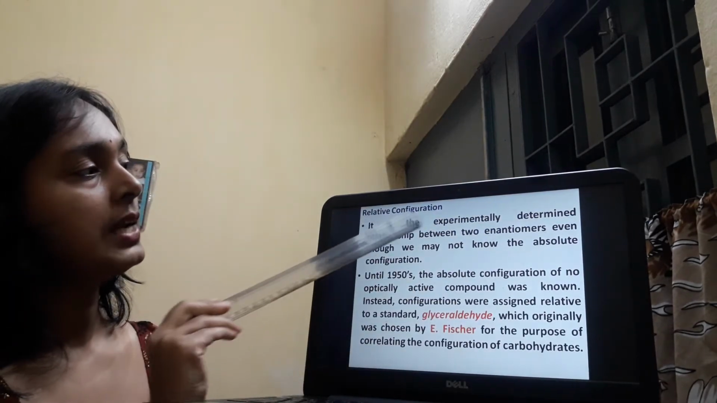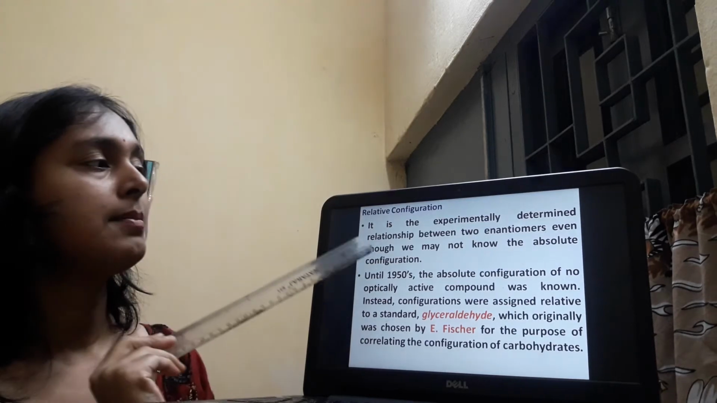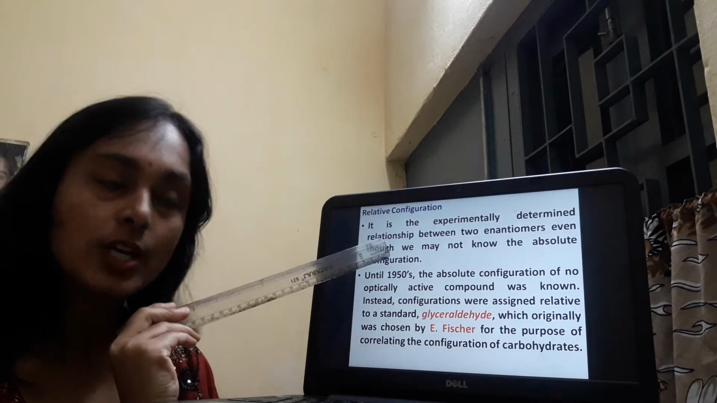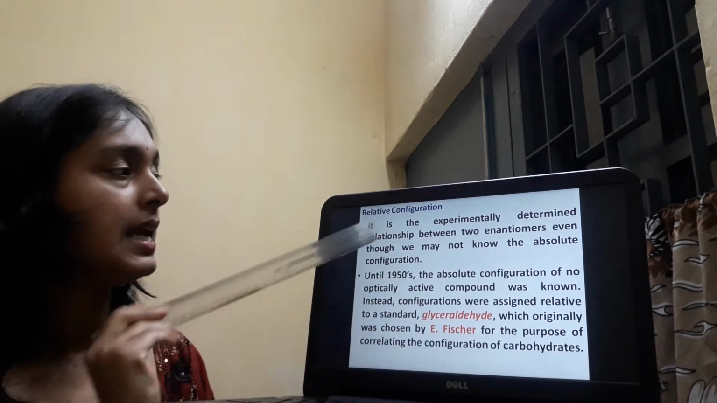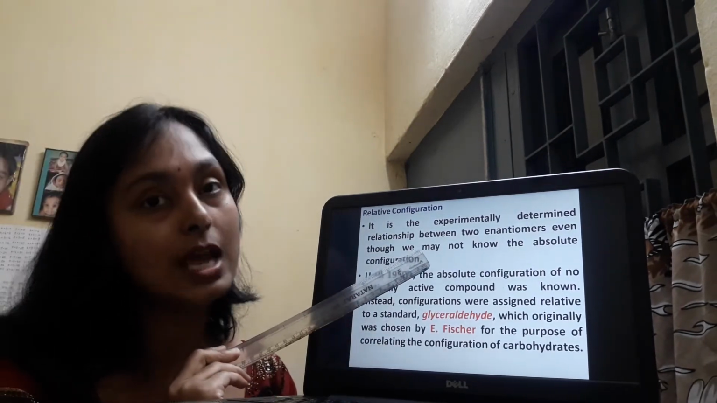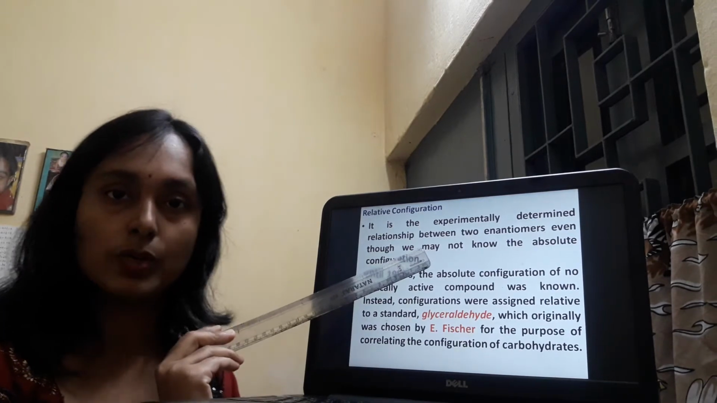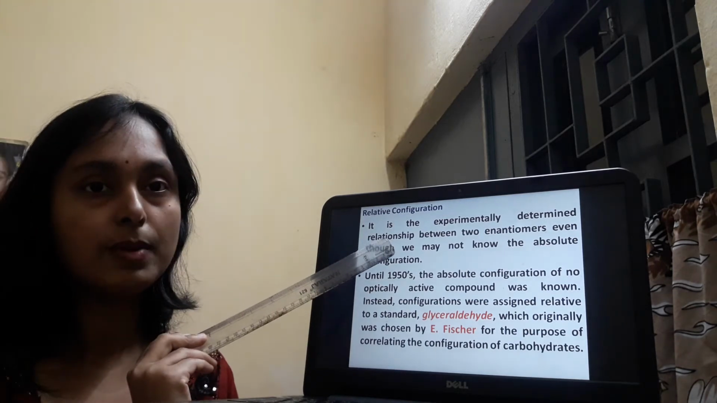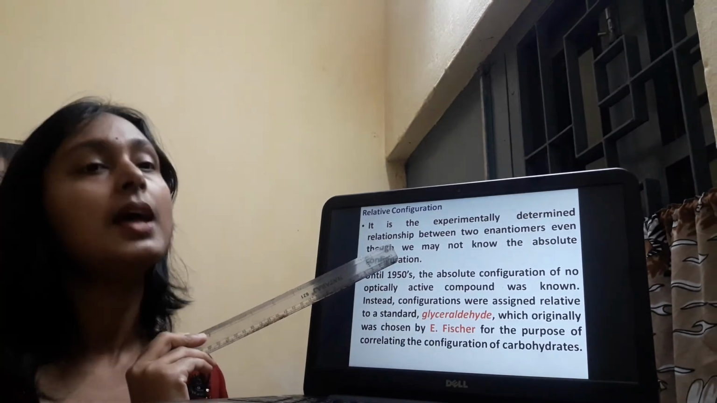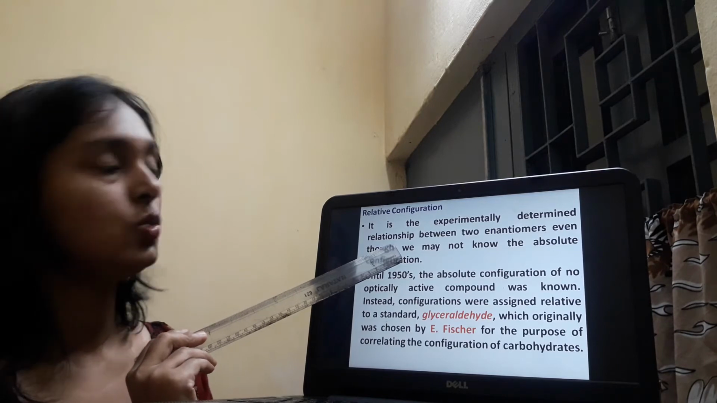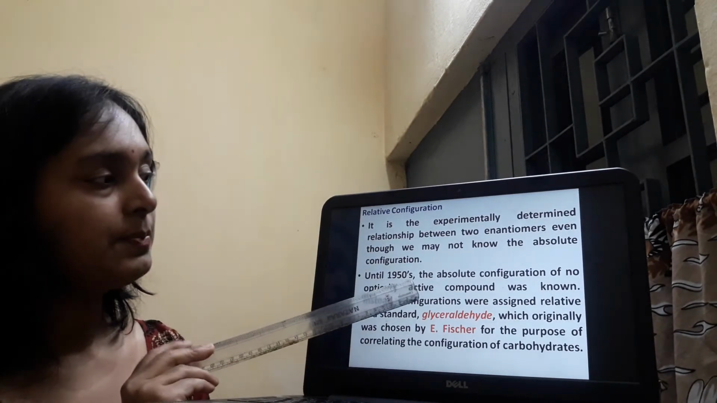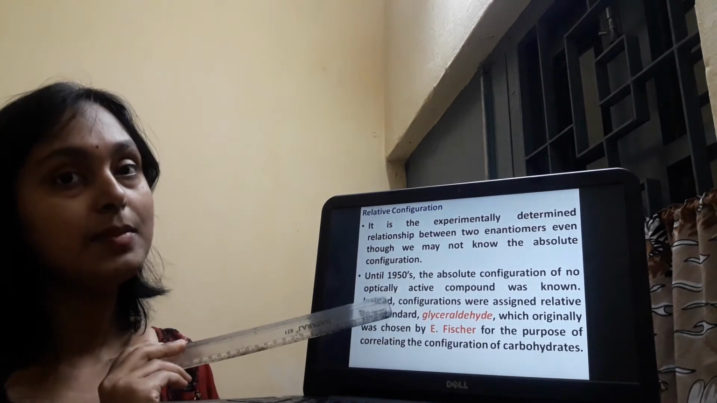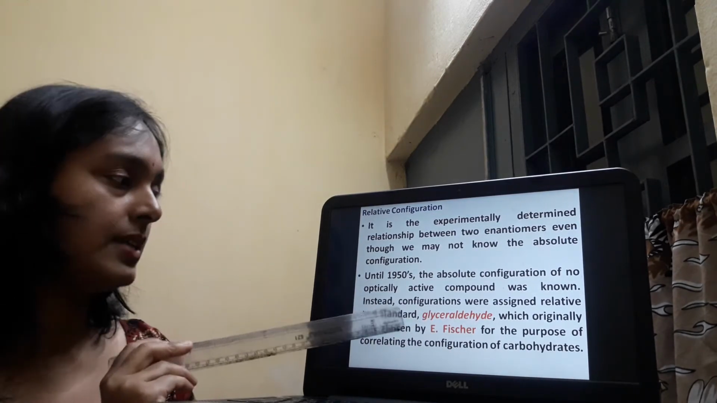The relative configuration is the experimentally determined relationship between two enantiomers, even though we may not know the absolute configuration of that compound. So there is a relation between the configurations. If we don't know the absolute configuration, we can determine the relationship experimentally for those two enantiomers. Until the 1950s, the absolute configuration of no optically active compound was known. At that time, only the relative configurations were determined.